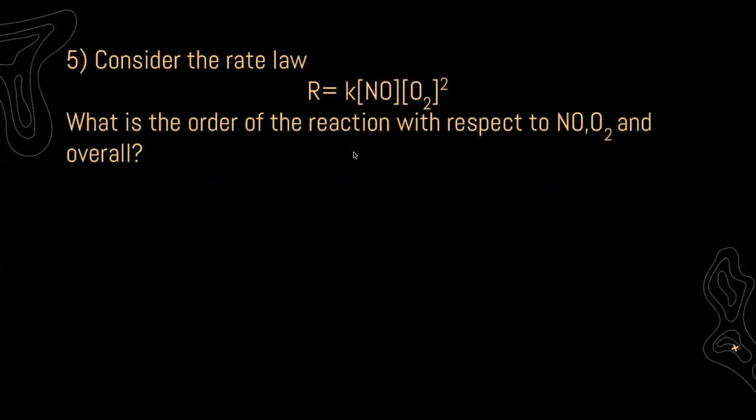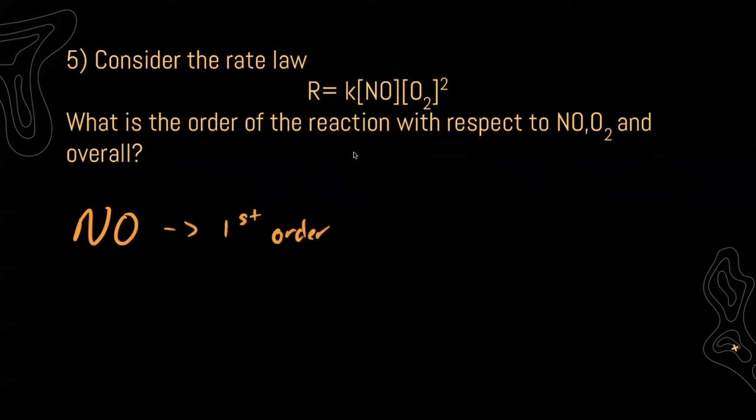5 says, consider the following rate law. What is the order of the reaction with respect to nitrogen monoxide, oxygen, and the overall reaction? So let's look at nitrogen monoxide. On our rate law, it has that invisible power of 1. So to find the order of our reaction, since it has that invisible 1, we say that it's first order with respect to nitrogen monoxide.